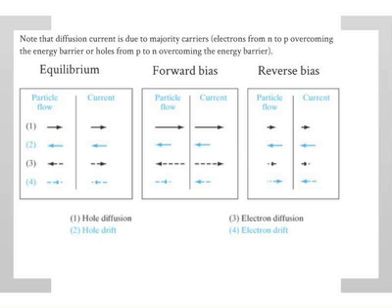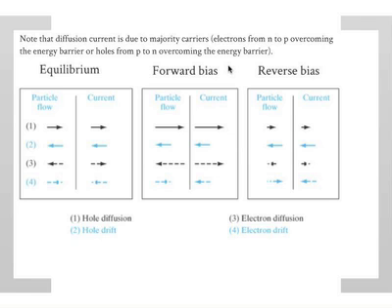Okay, so let's look at it qualitatively first. Remember, first of all, that the diffusion current is due to majority carriers. Electrons from the N to P overcome the energy barrier, or holes from P to N overcoming the energy barrier. Remember, the diffusion always goes from high concentration to low concentration. So high concentration of holes, low concentration of holes. That's the diffusion current. But the key is that once the holes get to this side, they become minority carriers.